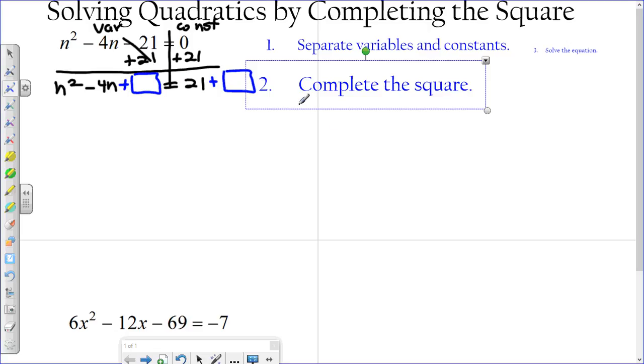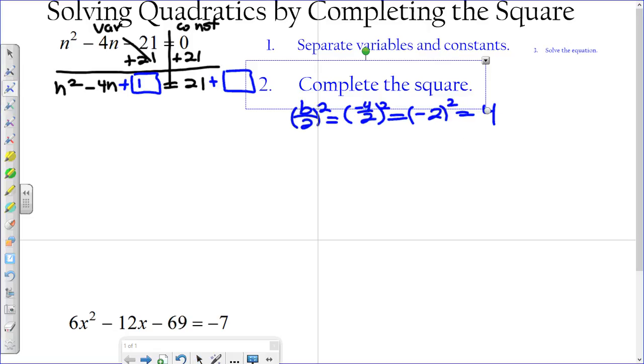Now the formula that I gave you in class is take the b value, cut it in half, then square it. That is how you find out what number I'm going to put in here. In my case, the b value is negative 4. So I'm going to put negative 4 divided by 2, and then you square it. Negative 4 divided by 2 gives you negative 2, and then you square it. Negative 2 squared gives you positive 4. Remember, negative 2 squared means negative 2 times negative 2, which gives you 4.